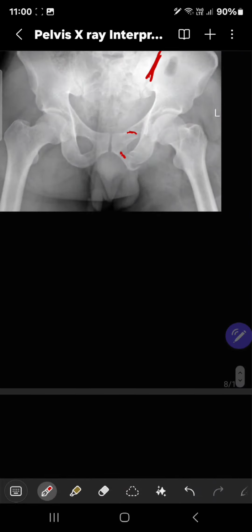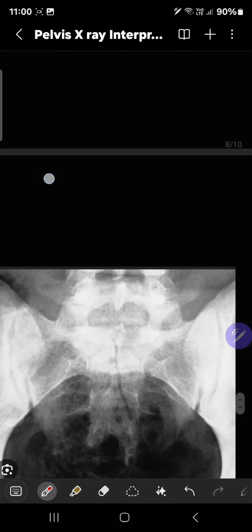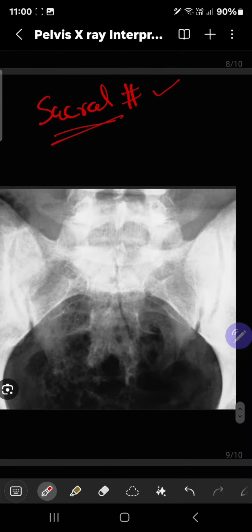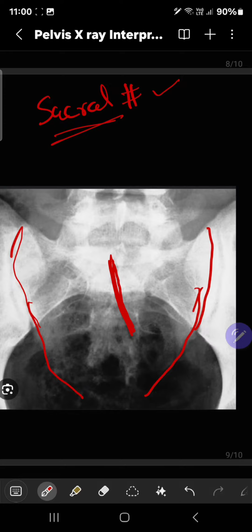Yes. And now we move on to sacral fracture. Normally these sacral fractures are hard to see in the pelvis X-ray. Usually, if you want to diagnose this type of fracture, we do a CT scan, CT pelvis, to confirm these fractures. According to this X-ray, this is the sacral line we have discussed earlier, and here you can see the fracture line, this part.